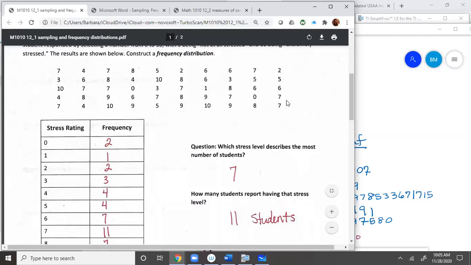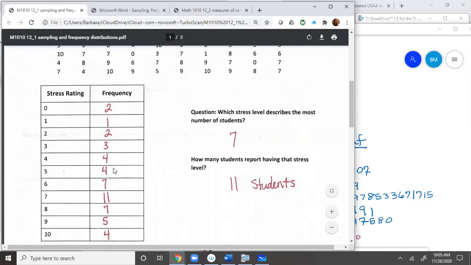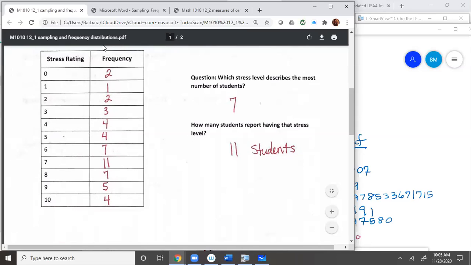Now look at the total number we have. We have 5 rows and 10 columns. So we have a total of 50 scores here. So when we add up our frequencies, hopefully you will get the number 50. So the sum of all the frequencies should be 50. And you can check that on your calculator.